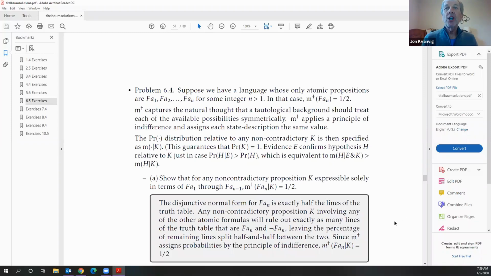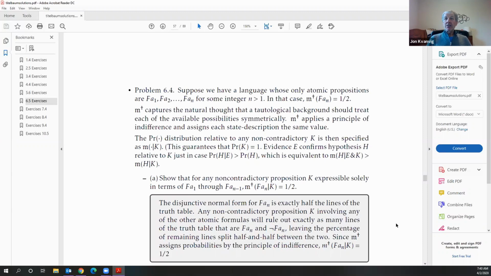We talk about disjunctive normal forms again. And if you remember, the disjunctive normal form of a proposition is just a disjunction of lines on a truth table. All of the lines on the truth table where the formula in question comes out true. So the disjunctive normal form for An being F starts out with exactly half the lines of the truth table, because half of them will have An being F and the other half will have An not being F.